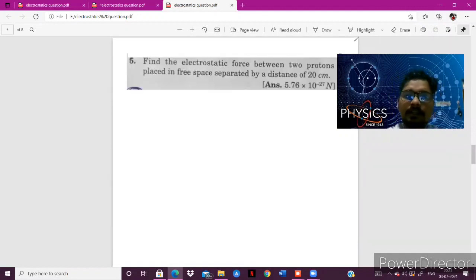The next question is: find the electrostatic force between two protons placed in free space, separated by a distance of 20 centimeter.